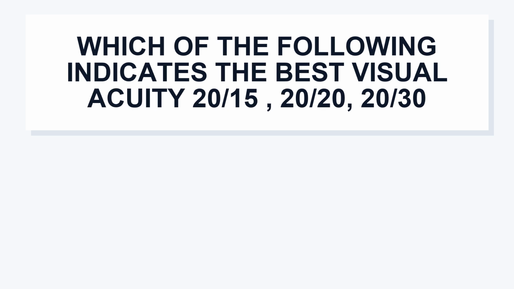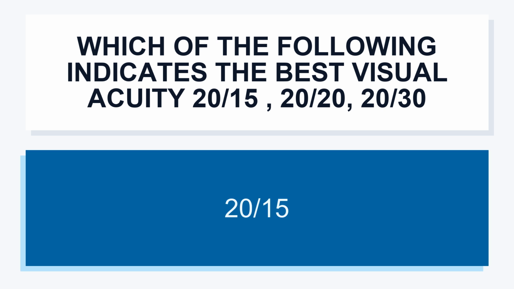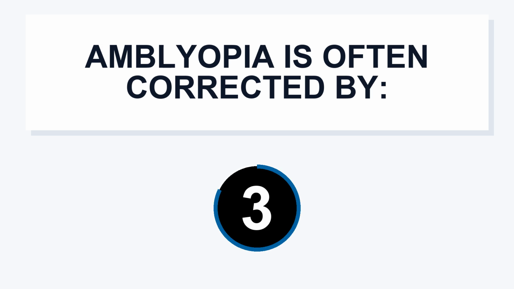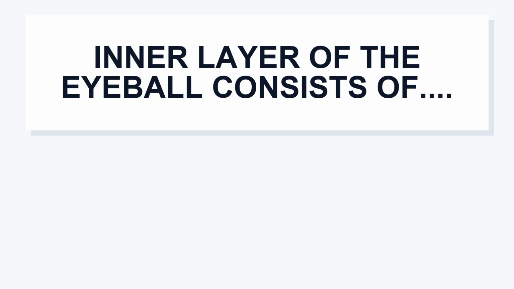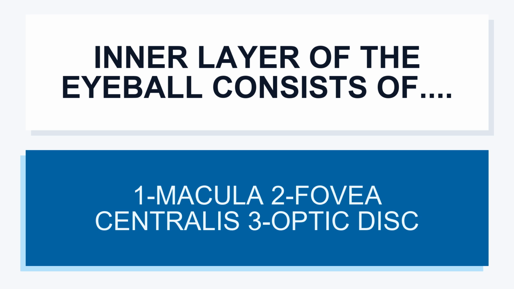Which of the following indicates the best visual acuity: 20/15, 20/20, 20/30? 20/15. Amblyopia is often corrected by occluder lenses. Inner layer of the eyeball consists of: 1 macula, 2 fovea centralis, 3 optic disc.